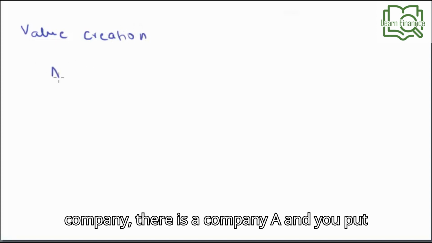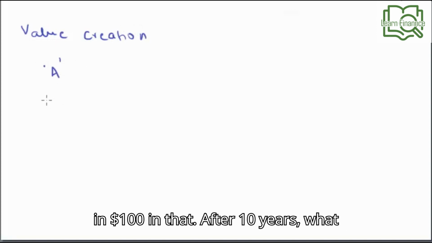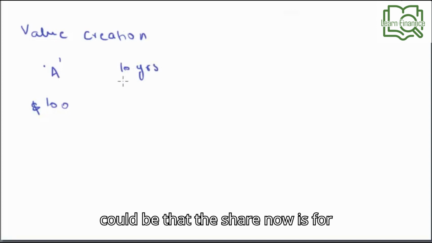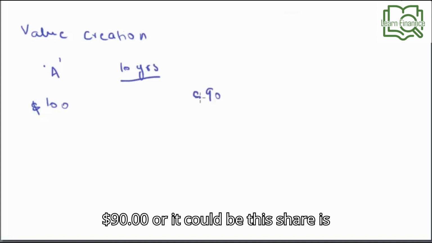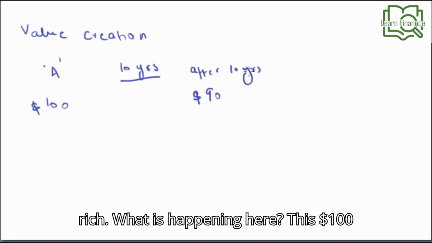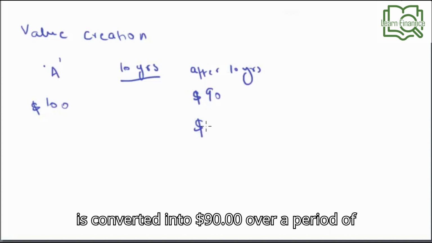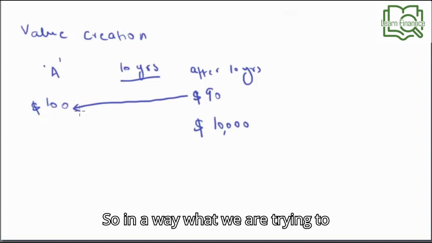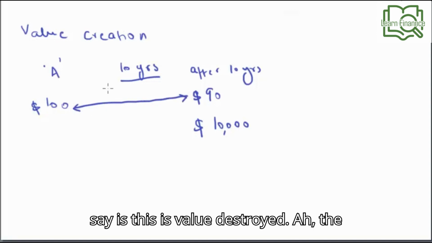There is a company A, and you put in $100 in that. After 10 years, what is the value this $100 has created? It could be that the share now is worth $90. Or it could be this share is worth $10,000, which will make you very rich. What is happening here? This $100 is converted into $90 over a period of 10 years, and we have lost $10. So in a way, what we are trying to say is this is value destroyed.